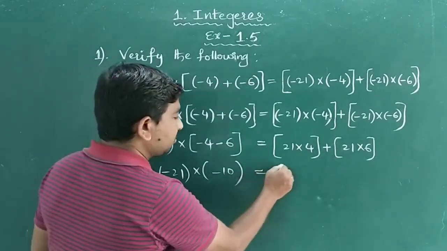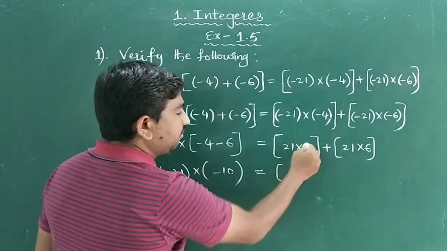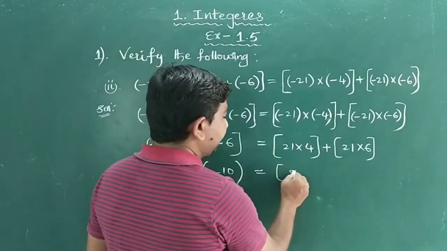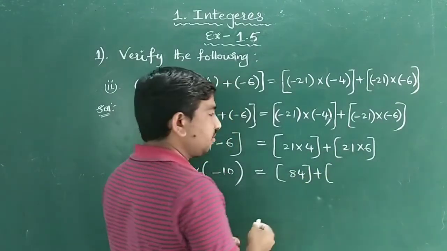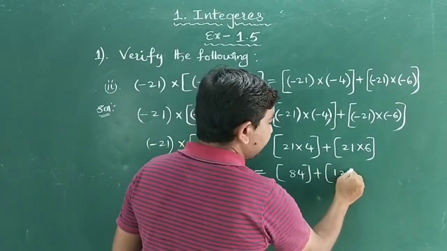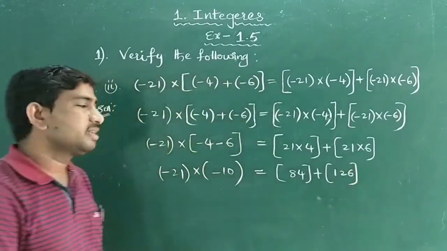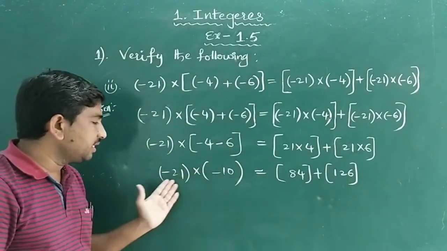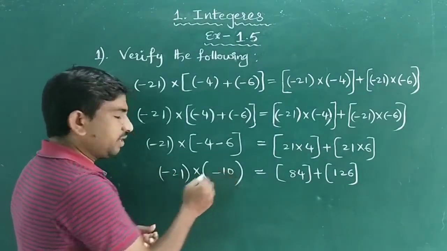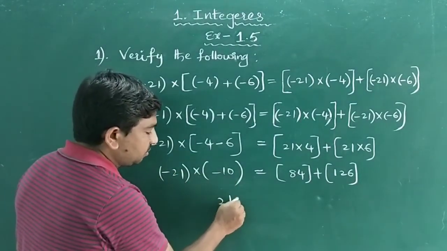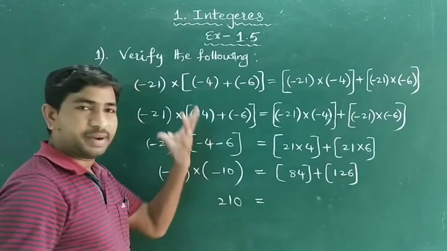So now, multiply: 21 fours are 84, and plus 21 sixes are how much? 126. Now minus into minus, here into relation, minus into minus is plus, so 21 tens are 210. Remove the bracket, complete.